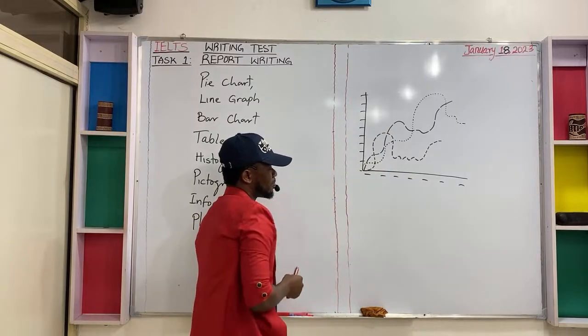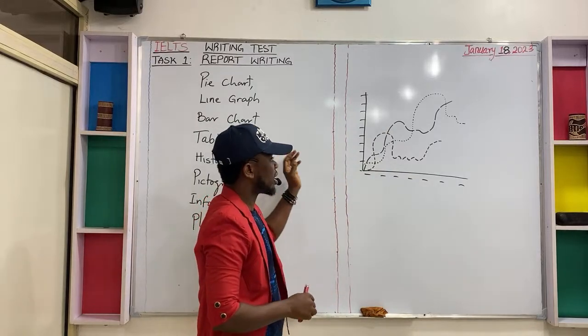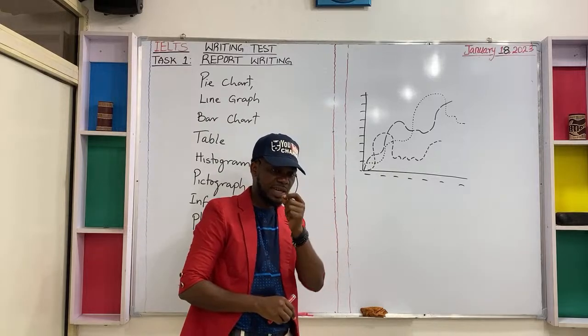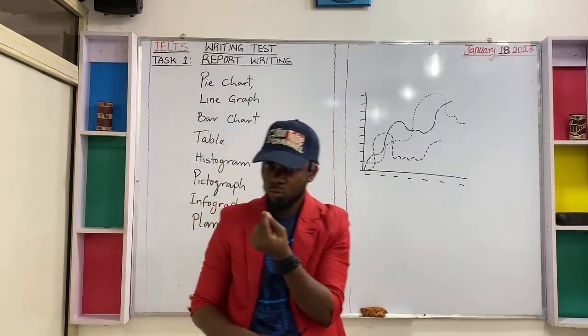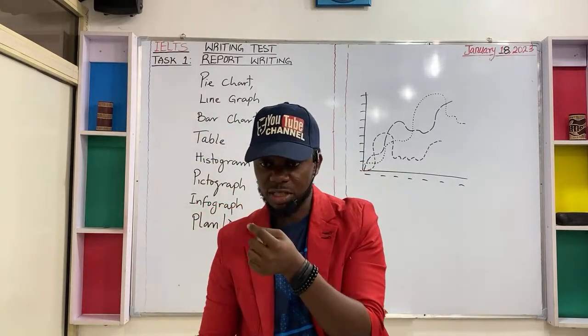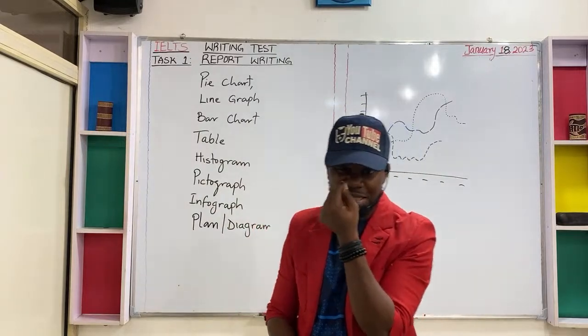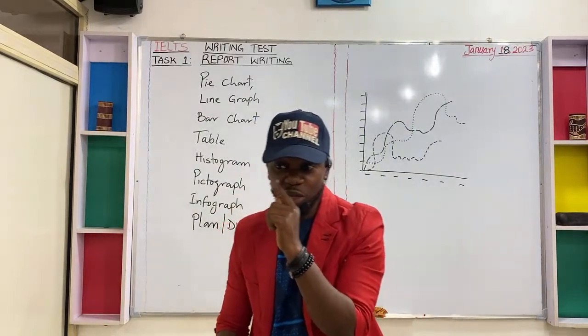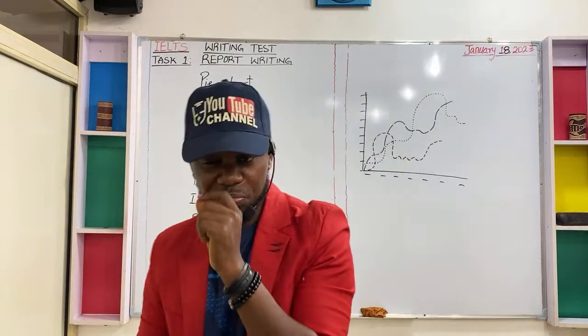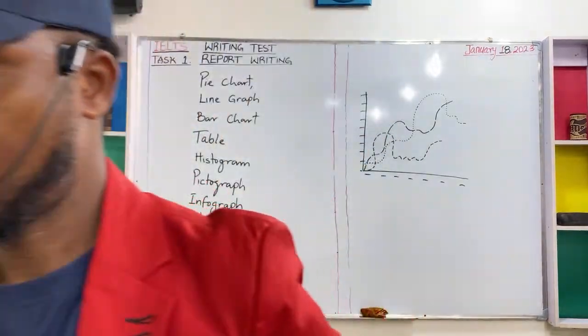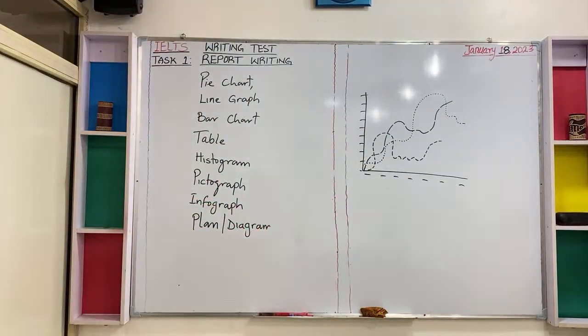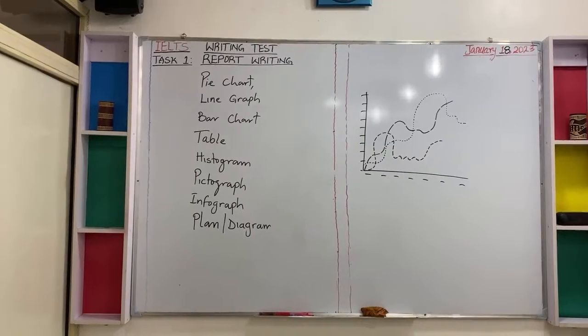And remember, report writing is usually about things that happened in the past. You talk about things that happened in the past, so you must use past tenses. Don't use will. Don't use present tense. Make more use of past tenses, please. Do we understand?